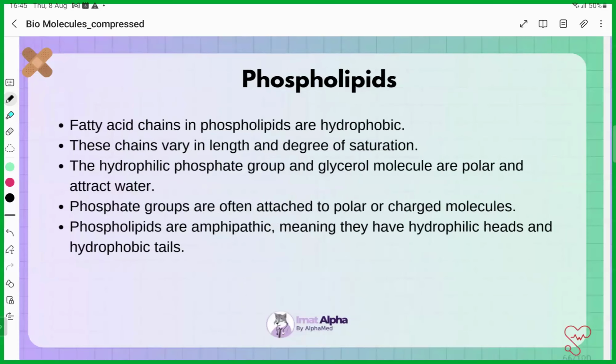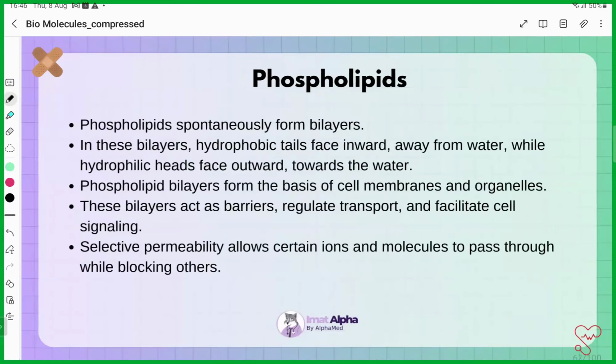Phospholipids spontaneously form bilayers. In these bilayers, hydrophobic tails face inward away from water, while hydrophilic heads face outward towards water. Phospholipid bilayers form the basis of cell membranes and organelles, and these bilayers act as barriers, regulate transport, and facilitate cell signaling. Selective permeability allows certain ions and molecules to pass through while blocking others.